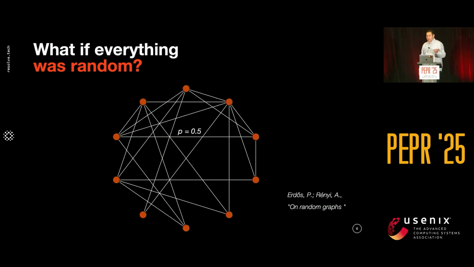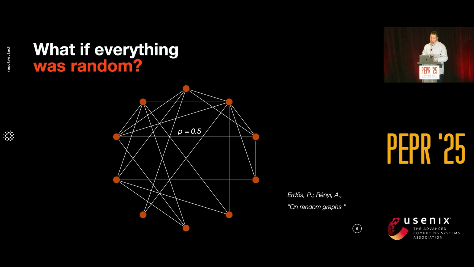So first of all, let's start with this. What if everything was random? What if we generate a graph with a probability to connect 2 nodes of 0.5? Can we hide ourselves in the crowd?